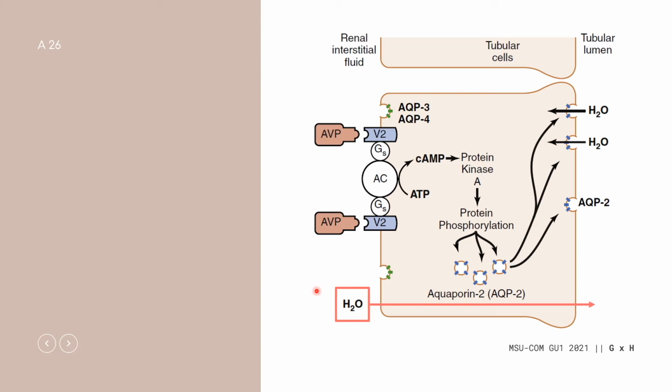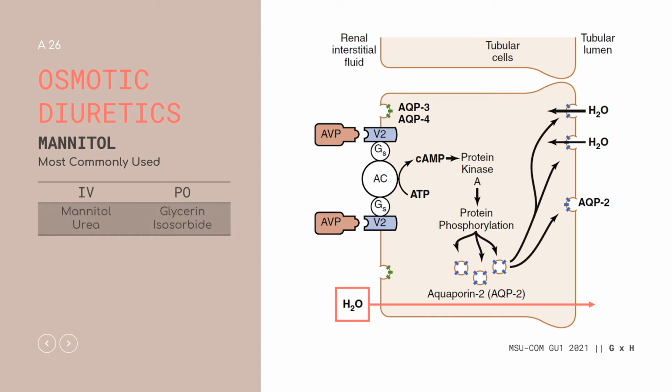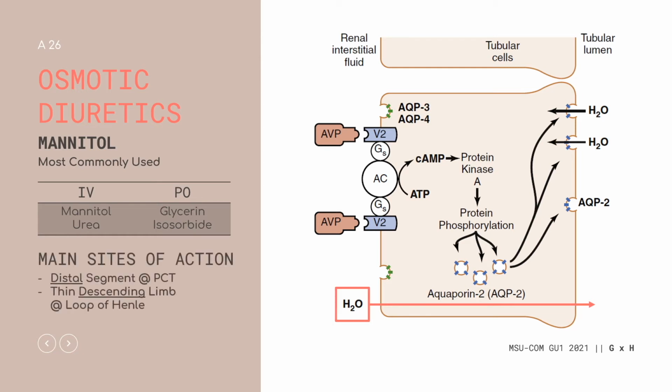Anyway, what can do osmosis the other way around, that is, driving osmosis from the interstitium to the tubule, are osmotic diuretics. Many ions end up being excreted in the urine, but water is driven out the most. Mannitol is the most common drug in this class. Others include urea, yes, urea, administered intravenously like mannitol, and glycerin and isosorbide, which are administered orally. They mainly act on the areas where water reabsorption is greatest, the distal segment of the PCT and the thin descending limb of the loop of Henle.